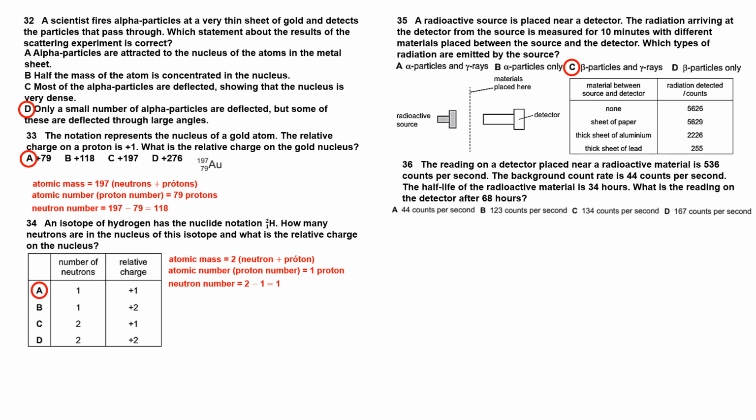To begin, calculate the number of half-lives by dividing the total elapsed time by the half-life. Next, determine the initial count rate of the radioactive material by subtracting the background count rate from the initial reading. After that, calculate the count rate of the radioactive material after 2 half-lives, and then add the background count rate to this count rate.